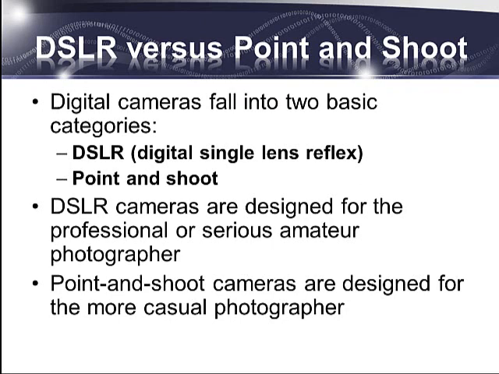DSLR versus point and shoot. Cameras fall into two basic categories. DSLR, or digital single lens reflex, is a camera that uses a mirror system to capture an image, and point and shoot is a camera designed to be easy to use with preset functions. DSLR cameras are designed for professional or serious amateur photographers who are most interested in the image quality. Point and shoot cameras are designed for the more casual photographer who's looking for ease of use and convenience.